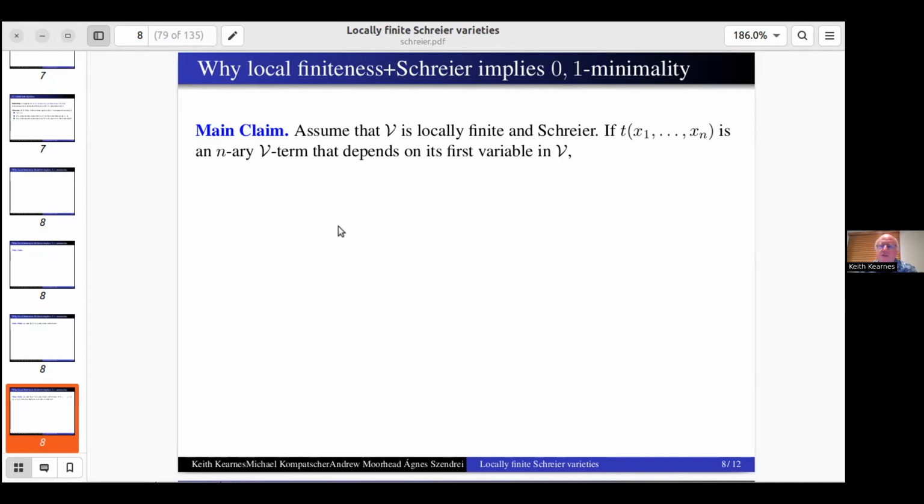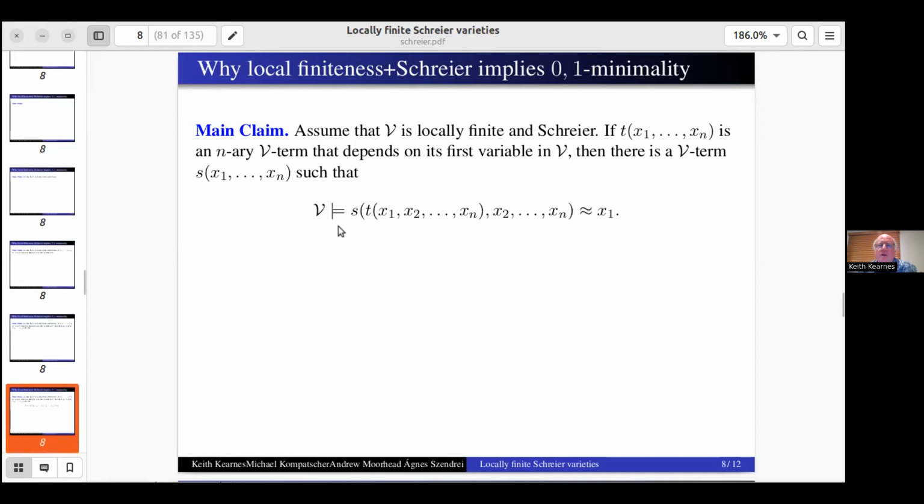And the only difference in the inputs is in their first position. So you put 2 things into the associated term operation. They only differ in their first position, but the outputs are different. Then the associated term operation depends on its first variable. Okay, pick any such thing. There will exist a term in the same set of variables where the variety satisfies this equation. Okay, that's the main claim. If you have any term and it depends on its first variable, then I will say your term is left invertible in its first place. There's another term you can compose with it in the first place to return x1, the first variable. Okay, the only hypothesis is V is locally finite and Schreier, and then you have this property of the terms.